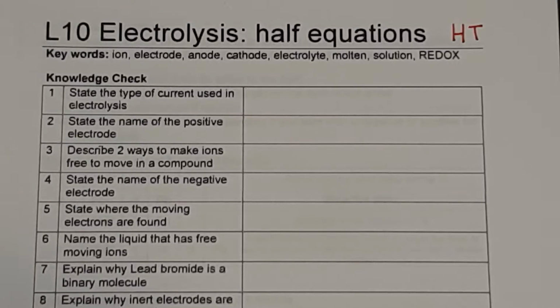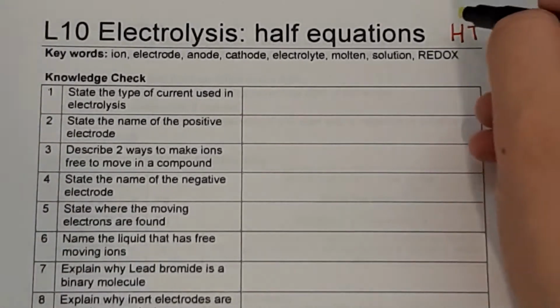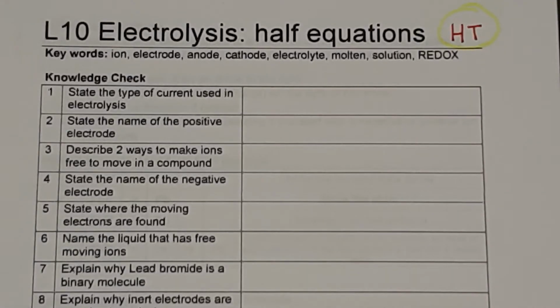We're on lesson 10, Electrolysis half equations, which is a higher tier lesson. So only students who are taking higher tier science will want to do this lesson. If you're doing foundation tier science, then you'll need to move on to lesson 11.